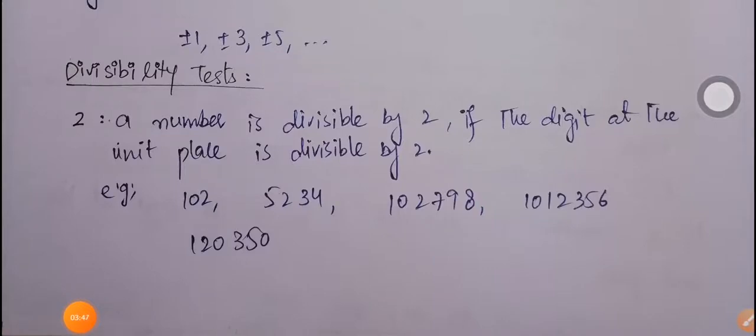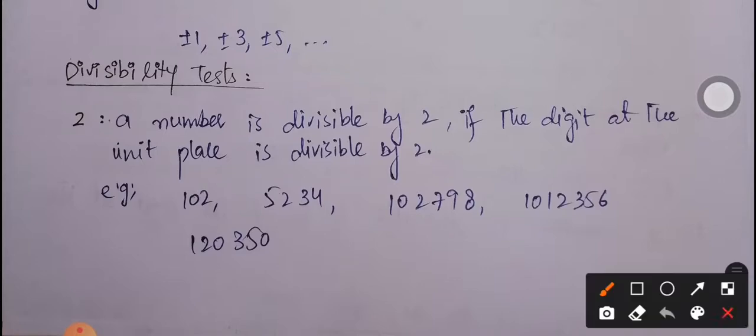Next, we have some divisibility tests. If you want to check the divisibility of numbers by a certain number, then rather than performing the complete division, we can also use the divisibility tests, which are much easier compared to the complete division method. For example, the divisibility test for 2 is this: a number is divisible by 2 if the digit at the unit place is an even number, or if the digit at the unit place is divisible by 2.